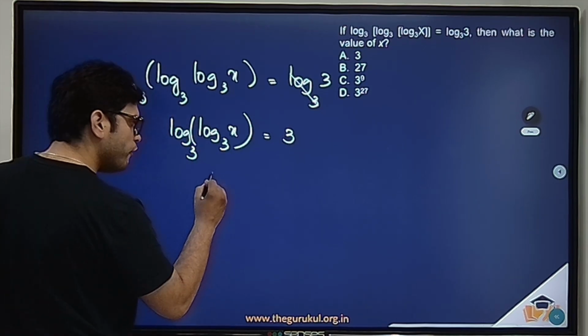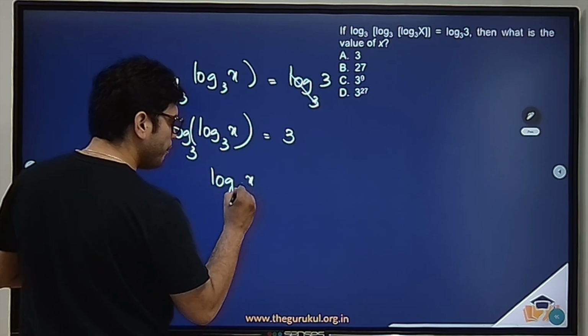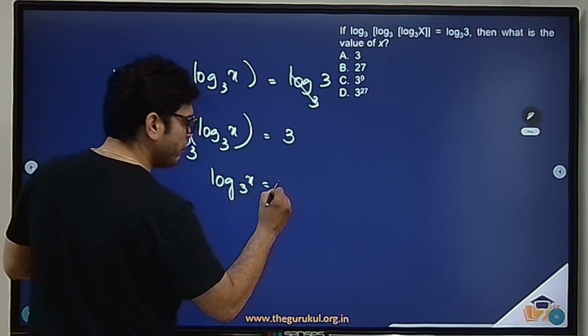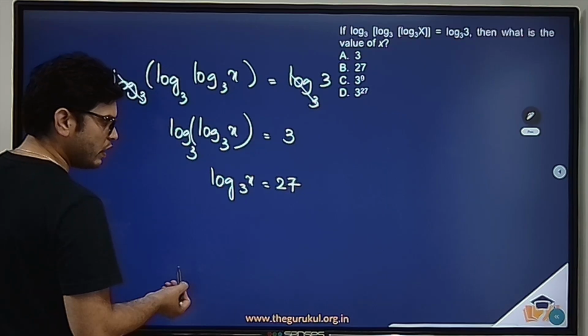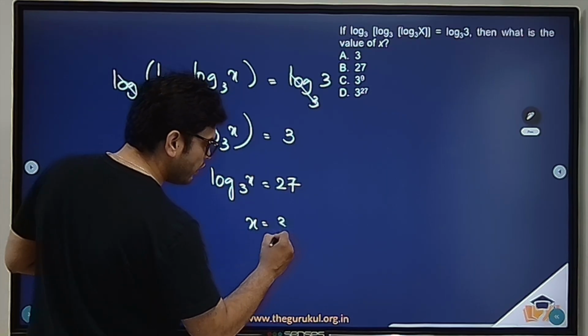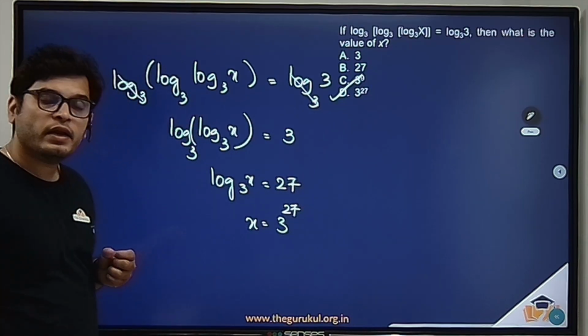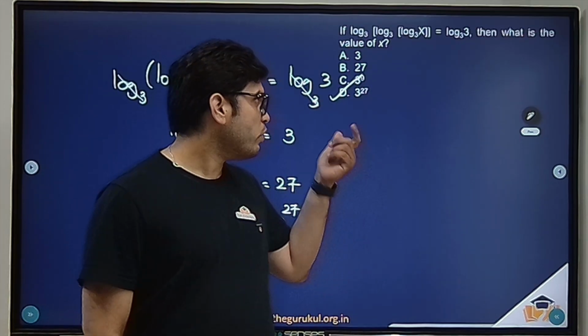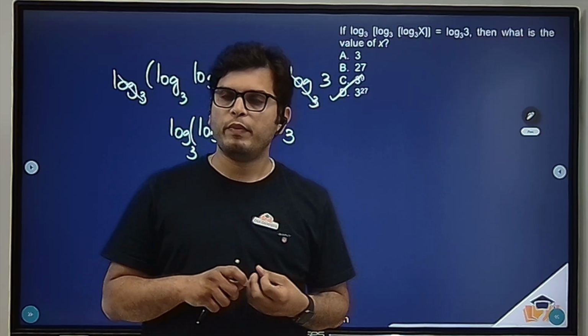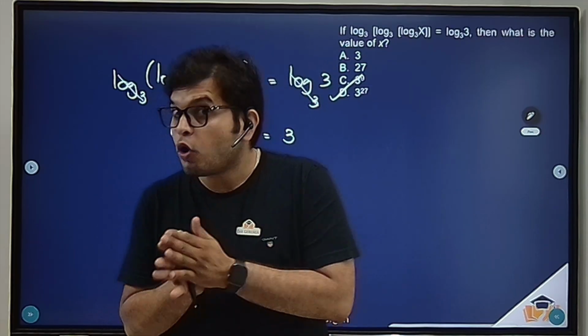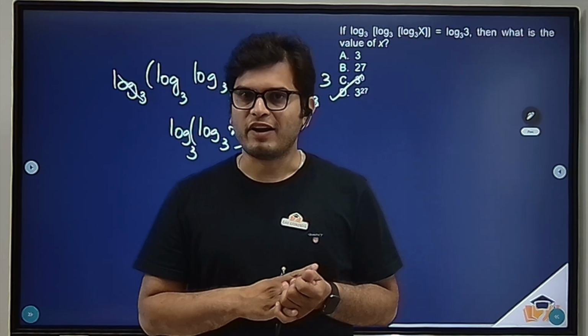So the value of log x to the base 3 would be 3 power 3, which is 27, right? So the value of x is equal to 3 power 27. So the answer for this question should be option D. Whenever you come across a question from logarithms, you should be in a position to convert a logarithmic function to exponential function.